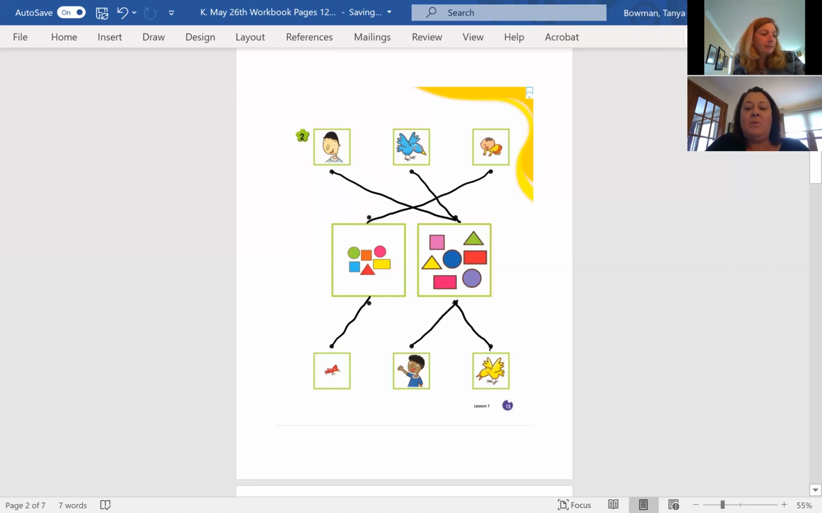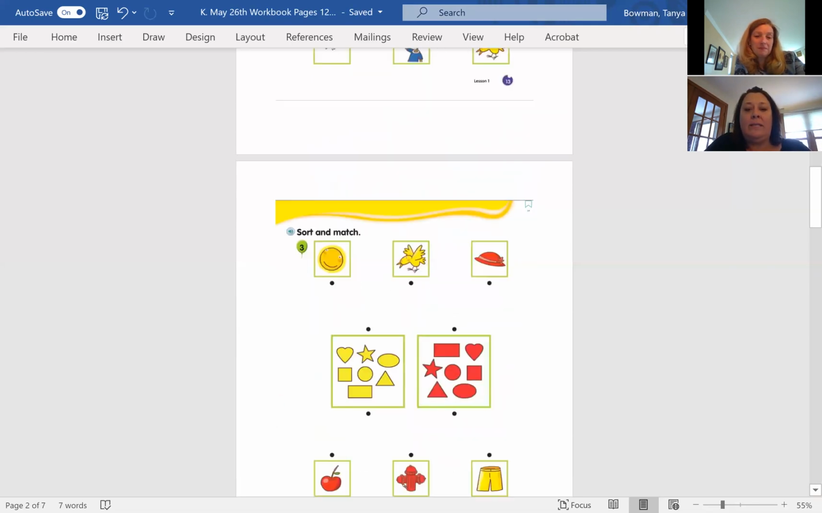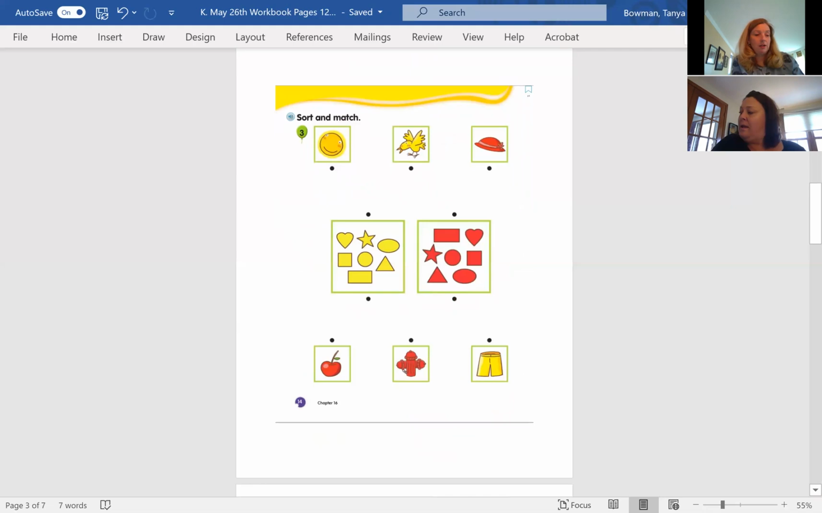All right. So we've sorted by shape. We've sorted by size, big and small. Let's see what is next. Ooh, colors. All right. We've got two colors here. We have a box with yellow shapes and a box with red shapes. So now we have to look at our objects and sort. I think we're going to go very fast on this one because we are awesome with our colors.